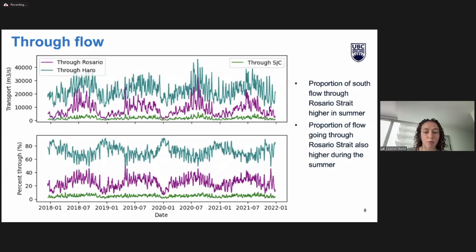We can see that the proportion of the total transport moving through Rosario Strait and San Juan Channel is increasing during the summer in all 4 years, with Rosario Strait making up about 15% of the total southward flow in the winter and about 35% in the summer. This corresponds to proportionally less water moving through Haro Strait, which suggests that even though the transport through all three straits is increasing in the summer, the amount that's going through Rosario Strait and San Juan Channel is increasing proportionately more than that going through Haro Strait.